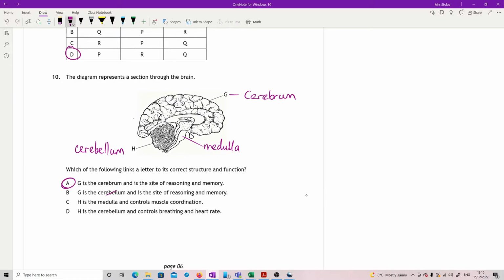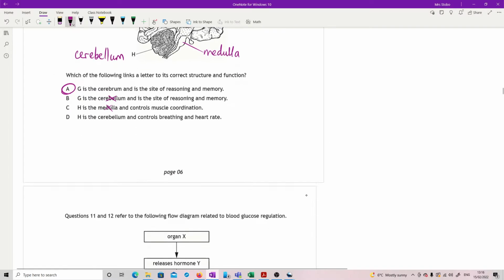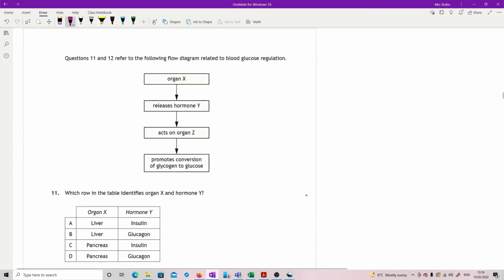Just to be clear, G is not the cerebellum, so that's why B is wrong. H is not the medulla, it is the cerebellum, but that means it controls coordination and balance. It's not about breathing and heart rate, that is the medulla. So A, definitely.